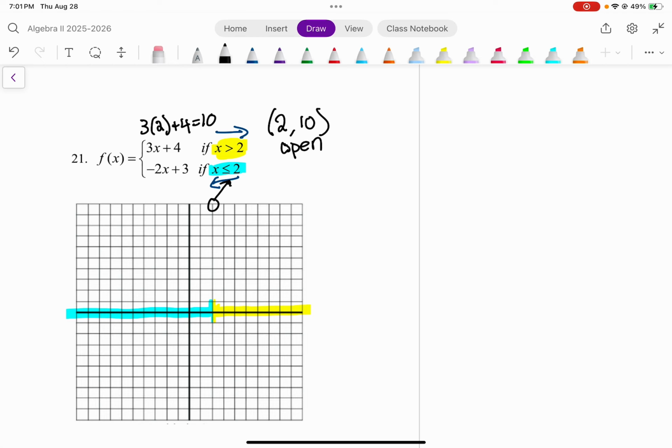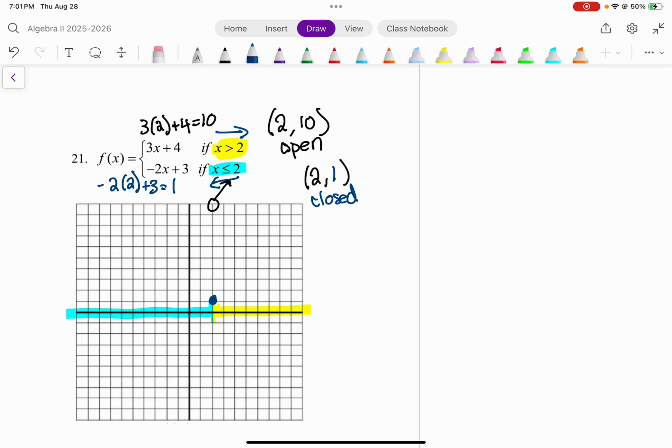Then for our next equation, we have negative 2x plus 3 if x is less than or equal to 2. So again, we're going to start by plugging that x value in to figure out our y coordinate. That would be negative 2 times 2, which is negative 4, plus 3 equals 1. This first point would be at 2, 1, and this is a closed circle because it has the or equal to. So 2, 1, closed circle.